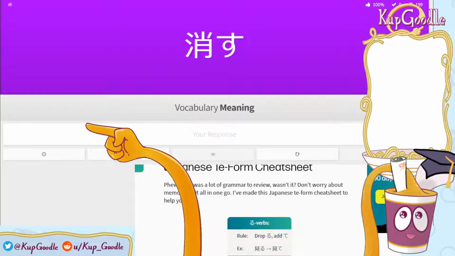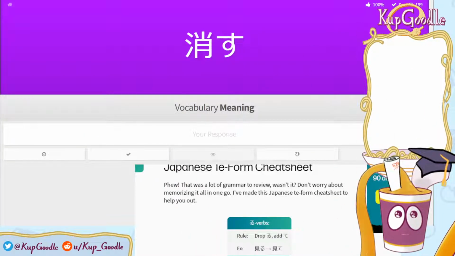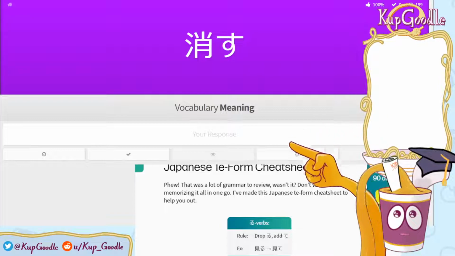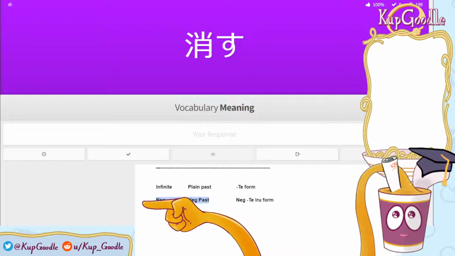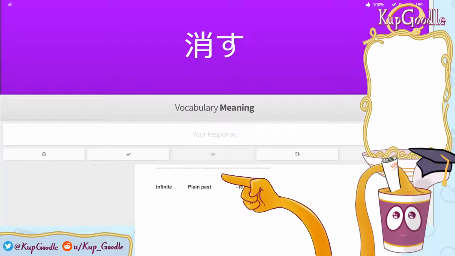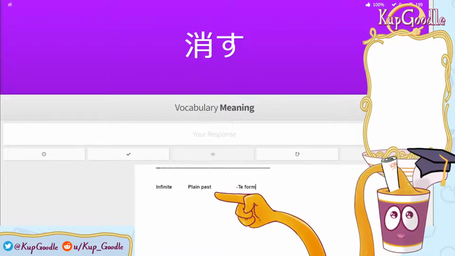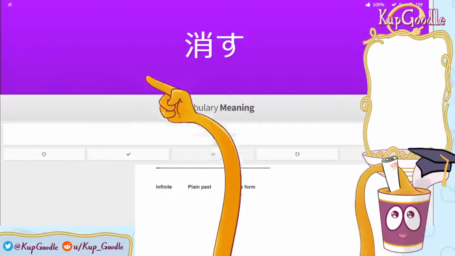Naide. All right, we will save that for later. So let's adjust this one. We're not going to do the negative forms today. We're just going to learn the regular te form: infinitive, plain past, and te form. So let's go.